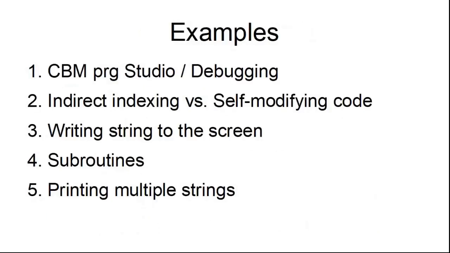Okay, so here we go. I'm going to talk about some examples. First, we're going to debug in CBM PRG Studio. We're going to switch to that program momentarily. I'm going to show you some examples regarding indirect indexing versus self-modifying code. Then we're going to write a string to the screen. Then we're going to talk about subroutines, and lastly, printing multiple strings to the screen.